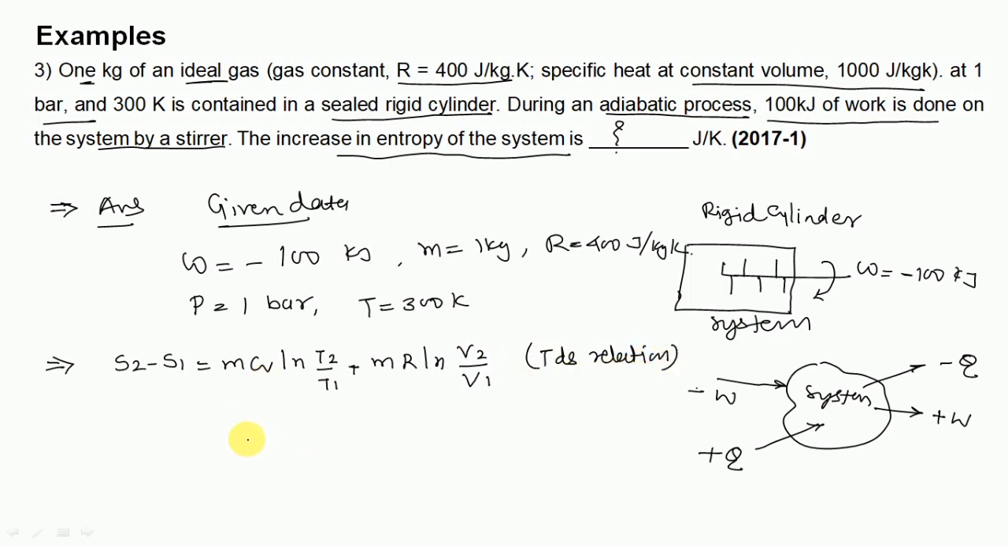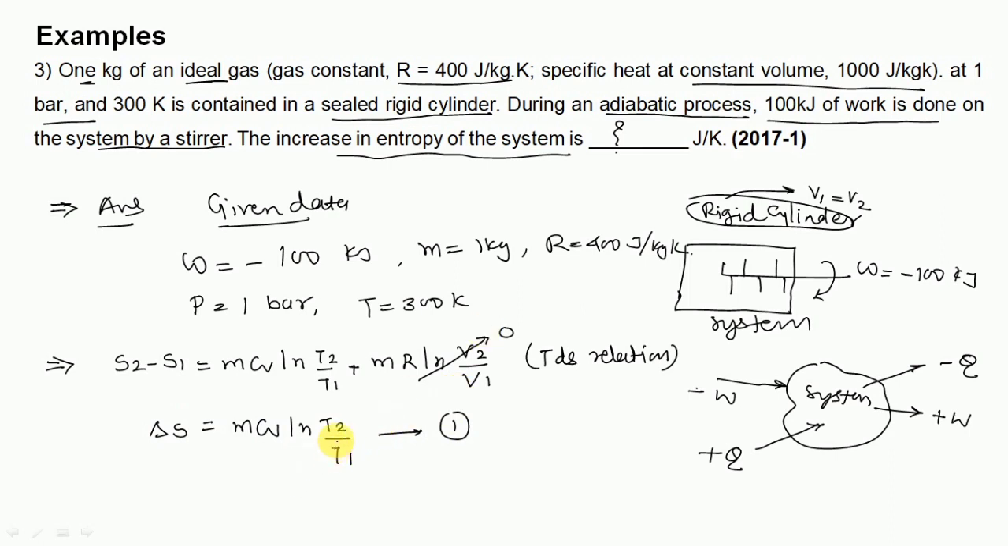Here if you see this relation, you find that the cylinder is rigid. You need to understand the rigid cylinder. If the cylinder is rigid, it means that the volume of the gas does not change. So V1 is equals to V2. Volume does not change because of the rigid cylinder, and that's why this term is 0. So we have a final equation for the change in entropy: m CV ln T2 by T1. This is the equation which we need to use to find the entropy.